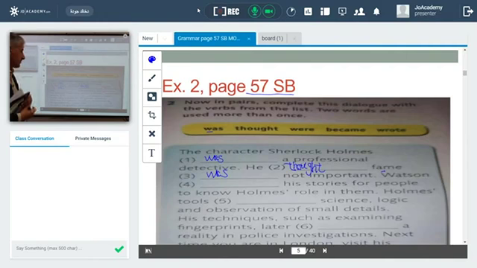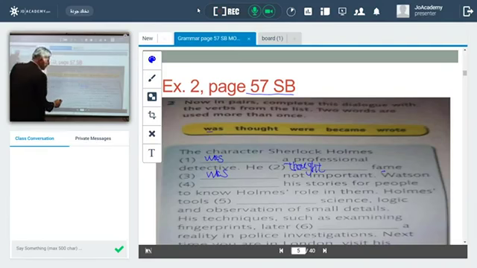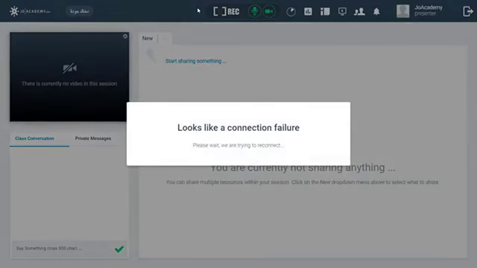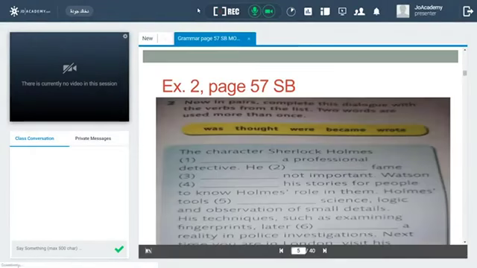Watson, blank, his stories for people. Watson, his friend. Watson is a friend of Sherlock Holmes. Watson is the friend of Sherlock Holmes. So Watson, blank, his stories for people. Watson wrote.